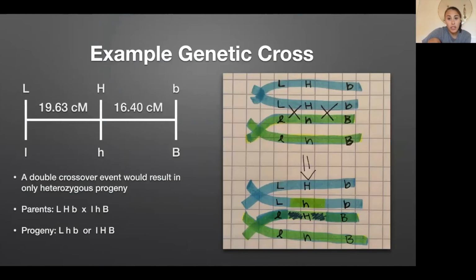And for an example genetic cross, you could see that using this map, if you did a double crossover event with the top and bottom being the parents, you would see the progeny, and you can see that in that picture I drew. Your progeny would be little l, little h, little b, or big L, big H, big B. And they're both heterozygous progeny.